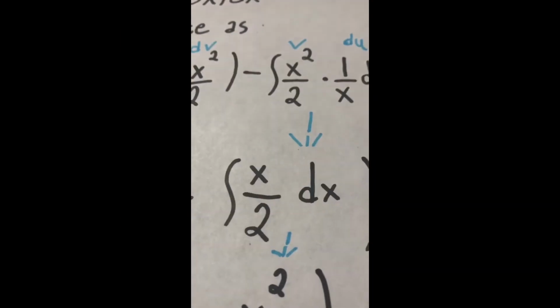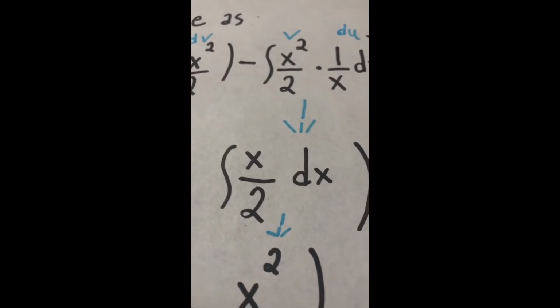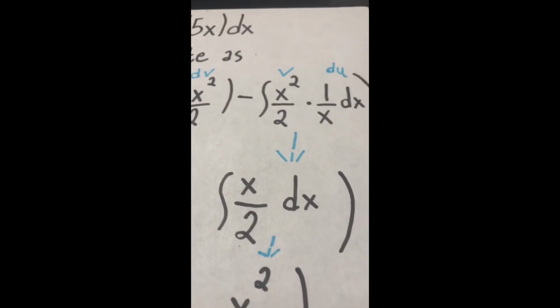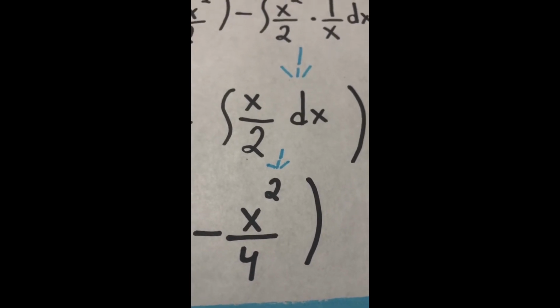So now when we do take the integral of x over 2, which is a super easy integral to take, we know we just increase the power by 1 and then also divide by that new power. So then we ended up getting x squared over 4.